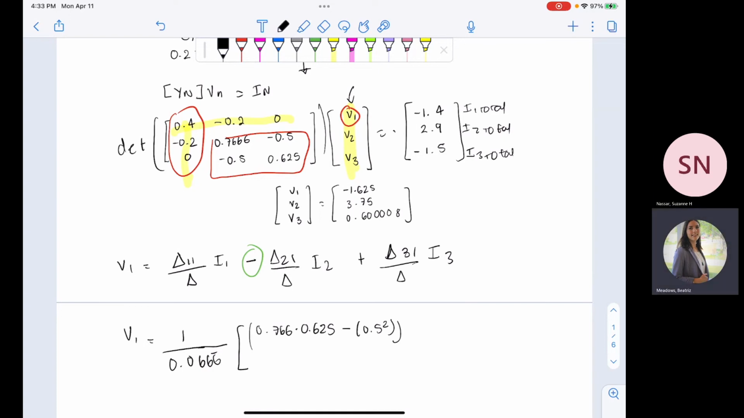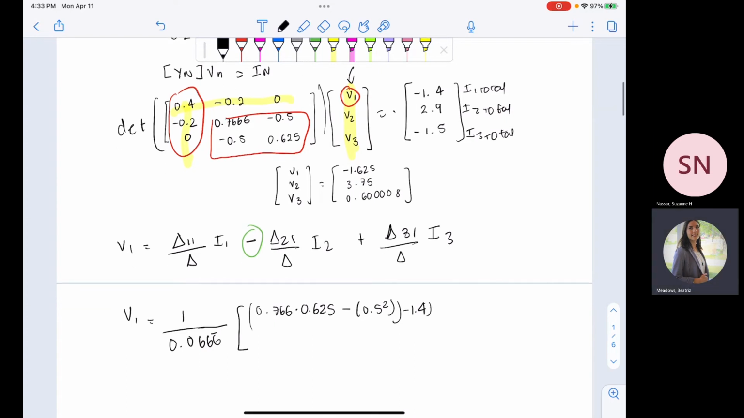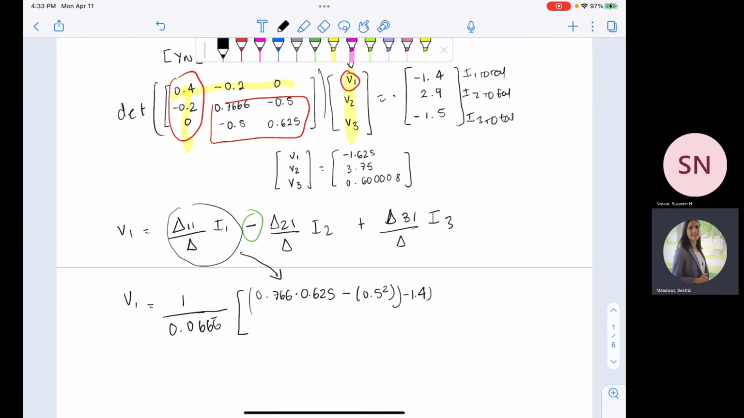And then all of these times your I1, which is negative 1.4. And that's your first term here, right? And then I factor out the determinant. So then the next term is negative. And if we want to do second row, first column, we're going to block these and find the determinant of that, which is just a 2x2 matrix. So you just do negative 0.2 times 0.625. The rest of it is zero because of the zero here, so we don't care about the other part. And then we multiply that by 2.9.